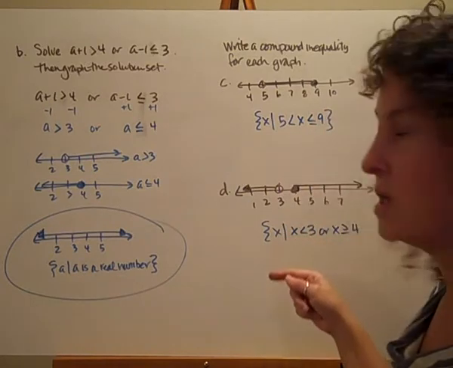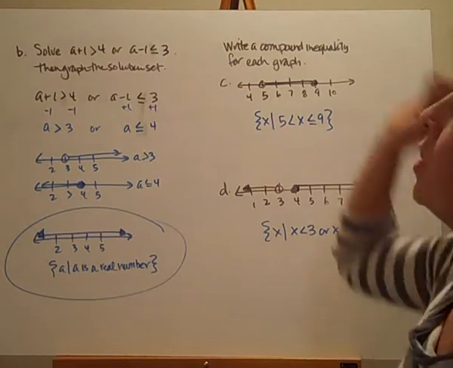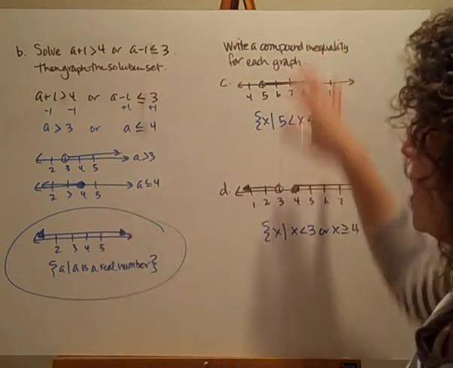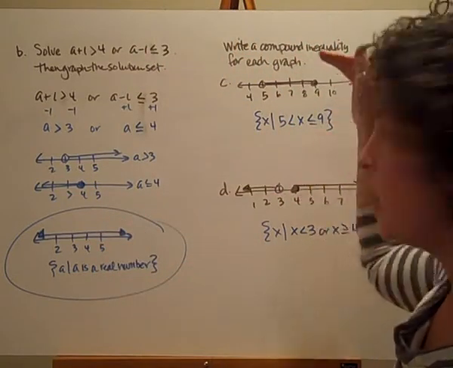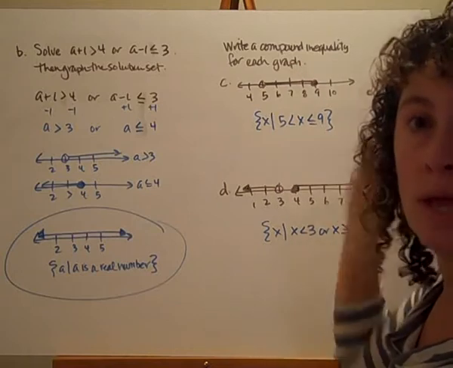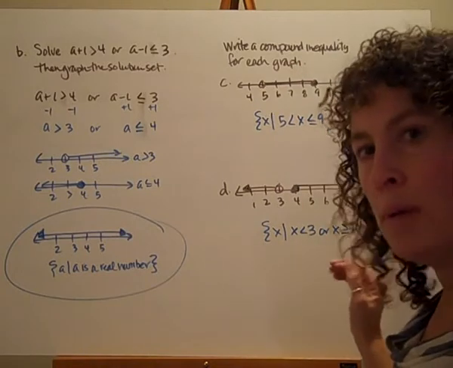Writing those again both in set notation. So I should be at this point able to solve that or, but I should also start to be able to recognize a graph and tell whether it came from an and or it came from an or.